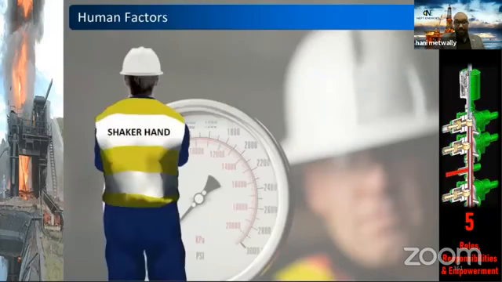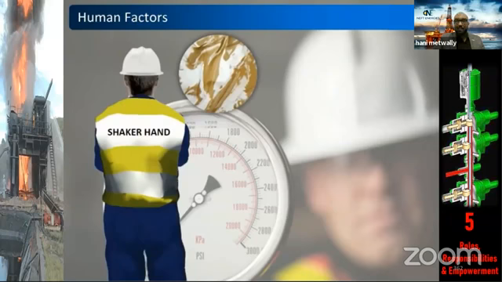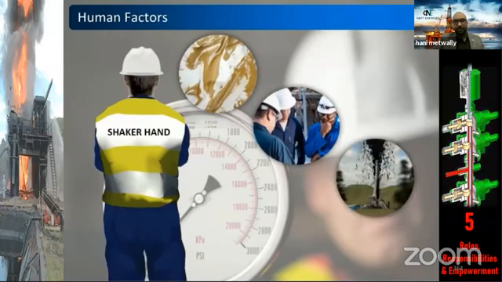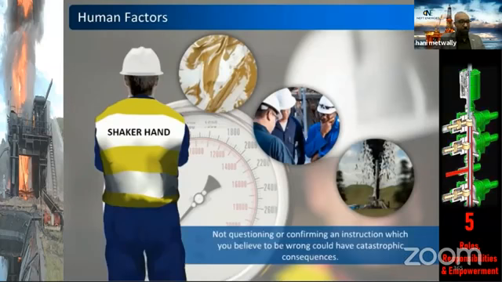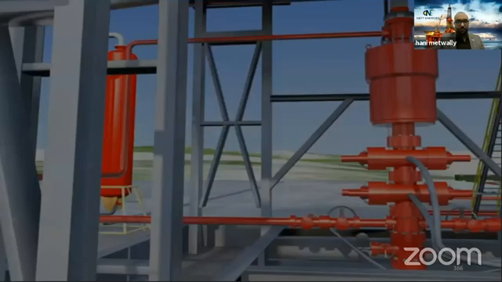Again, shaker hand. We discuss what's the main duties of the driller. Shaker hand also, he will catch the first sign of kick on the location because the cutting size will change, the cutting volume will change, so it will be a sign of kick. And he needs to inform his supervisor that we have a problem and we need to take our action.